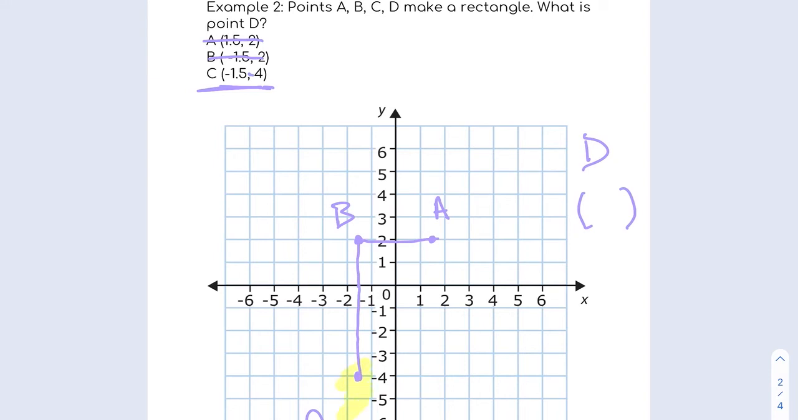We know C is (-1.5, -4). If we're reflecting across the y-axis, y stays the same, so -4 is going to stay the same. And I'm going to do the opposite of x. So instead of -1.5, I'm going to have +1.5. And that would get me an exact, perfect rectangle.